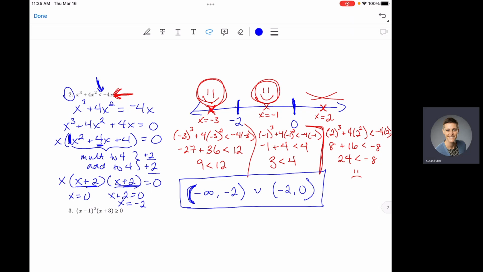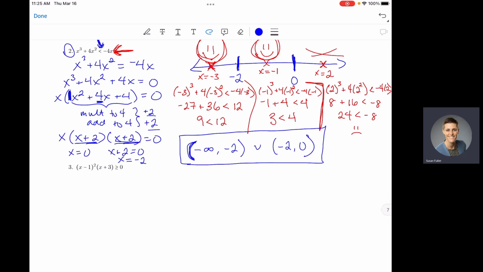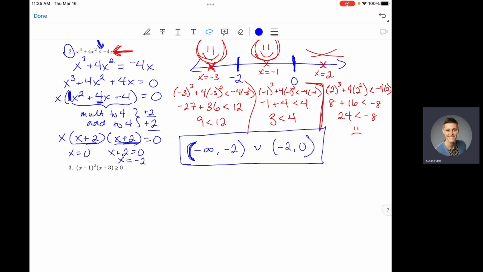So I wanted you to have another example where you factored, and where you saw that these guys aren't going to alternate all the time. So make sure you test all of your pieces. And then one quick thing I wanted to mention here in the next one. So let's just run through number 3 real quick because I want to show you something specific here.